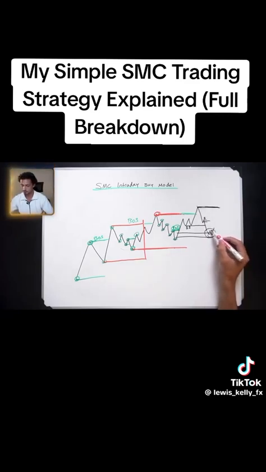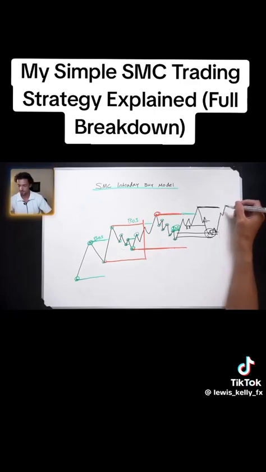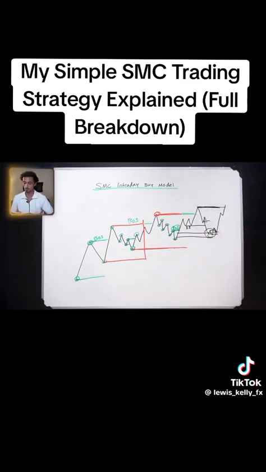Once we get this break of structure, change of character, now I can enter the market at this low here with a buy limit. When price comes in, I'll be tagged in, and my expectation is for price to just continue in that overall trend. And so you can see that it actually looks complicated, but if you strip it all back, it's very simple.